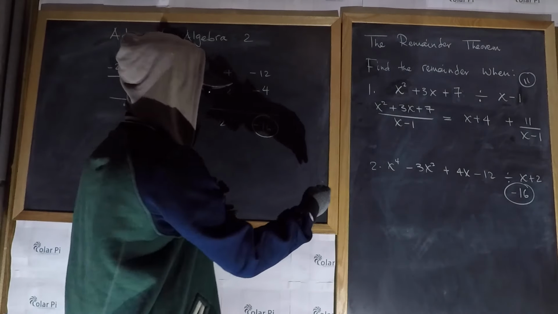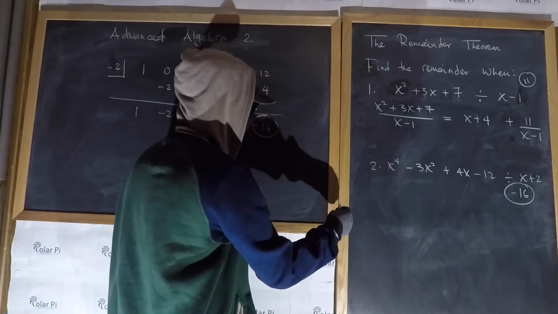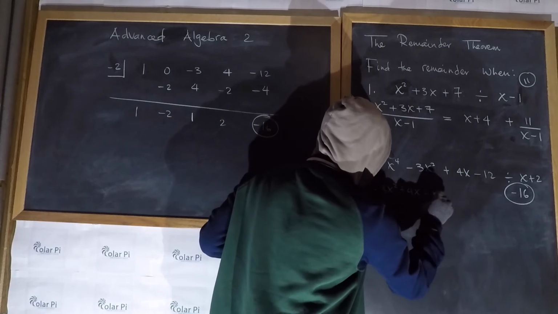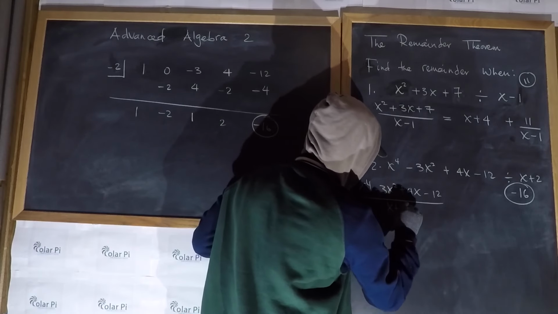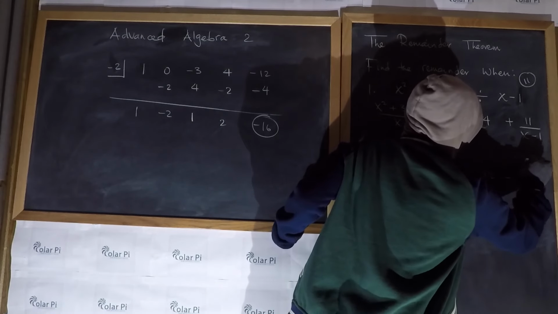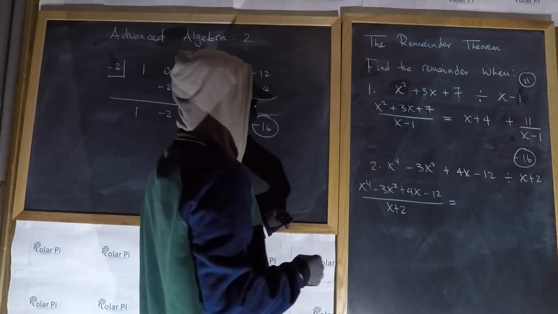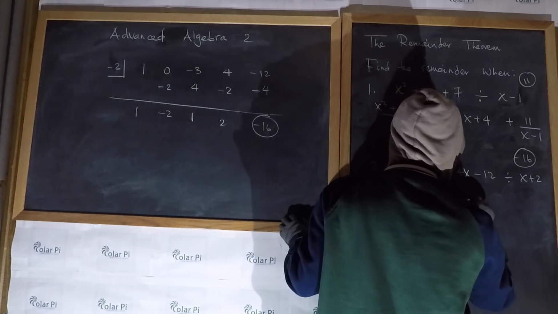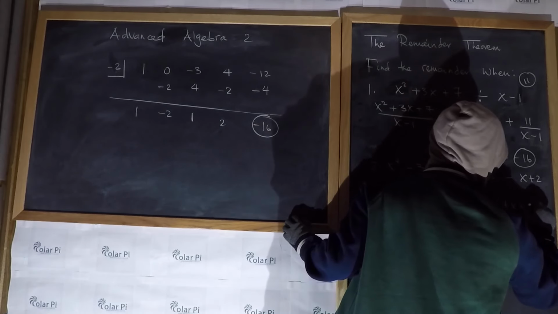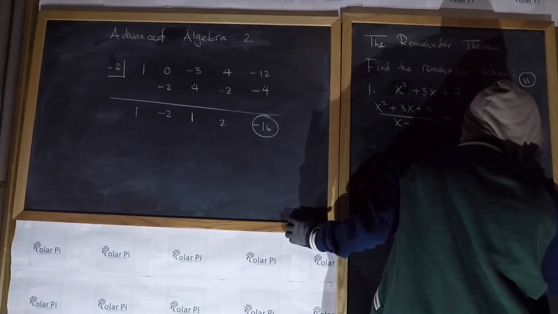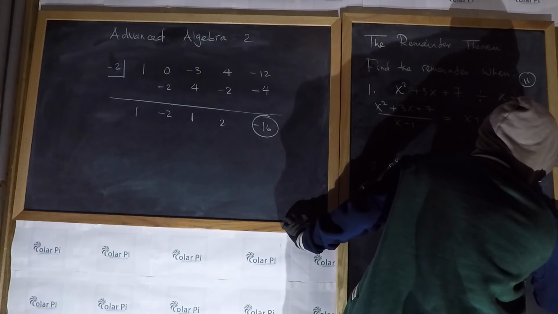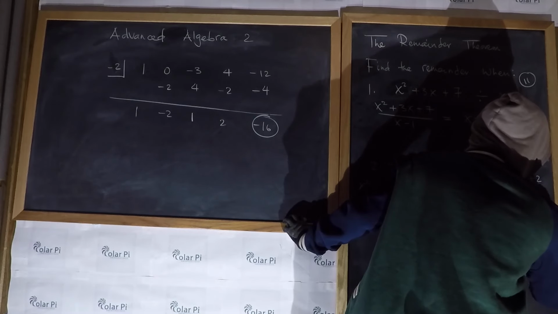What this means is that in this division problem, x to the 4th minus 3x squared plus 4x minus 12 divided by x plus 2 is equal to, let me write this minus 16 just above it because we need the space, x cubed minus 2x squared plus x plus 2, and then plus the remainder, which is plus a negative 16, all over the divisor, x plus 2.